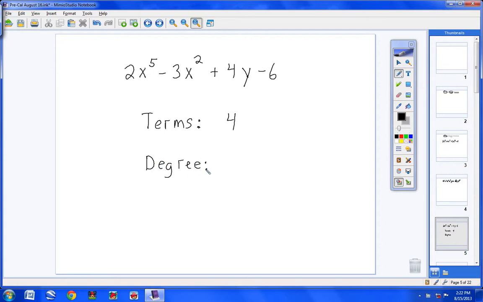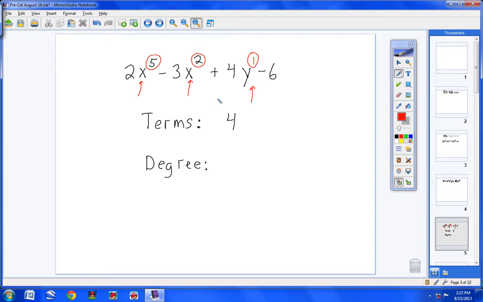Now, I would like you to tell me what the degree of this polynomial is. Well, we covered this last year in Algebra 2. You look at your variables. That's the letters, for those that don't know, your variables, your x's and your y's, and you look for the highest exponent. Well, this x has an exponent of 5. This x term here has an exponent of 2, and this y has an exponent of, even though you can't see it, 1.